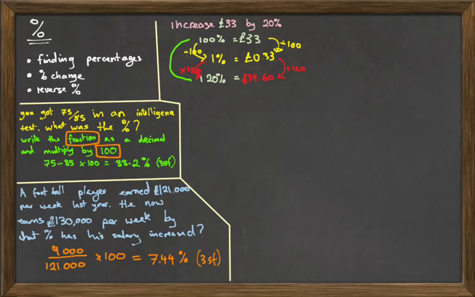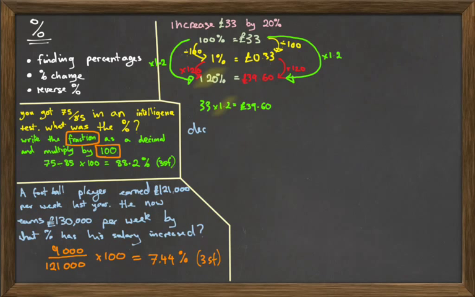Okay, the fast method is to ignore the 1% bit, ignore that line in yellow, and just say, well, how do I get from 100% to 120%? Well, I could just times by 1.2. That's the fast method. You skip the 1% and you just go straight to 120%. That's using something called multipliers. So increasing by 20% is the same as timesing by 1.2. Okay, 33 times 1.2 would be £39.60. Okay, but there's no reason why you shouldn't do the first method, going to 1% and then 120%.